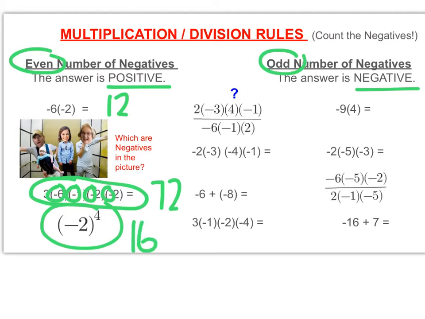Okay, I'll skip over to the right-hand side. These will all be negative, obviously. So I look at the first one. I still just do the absolute value. 9 times 4 is 36, but I count the negatives. There's only one negative this time, which is an odd number, so my answer is negative 36.